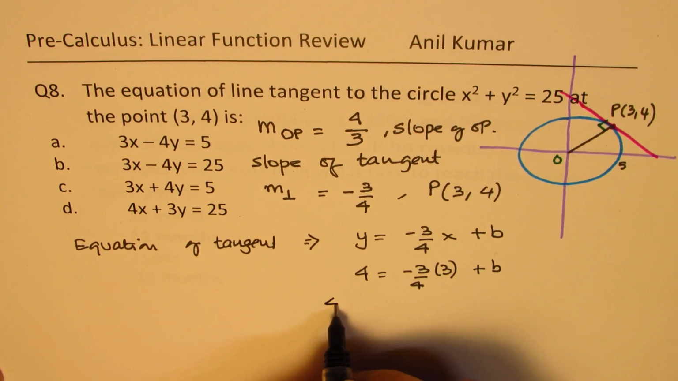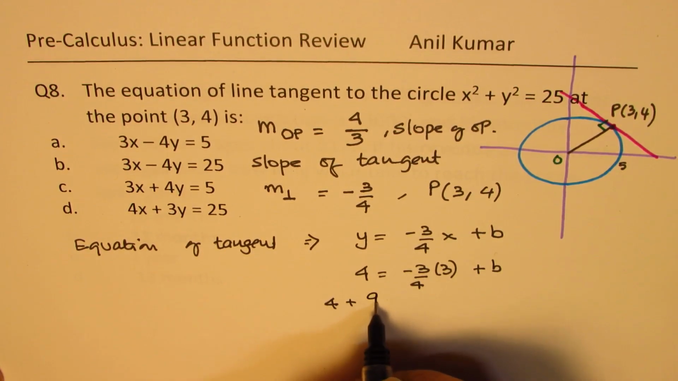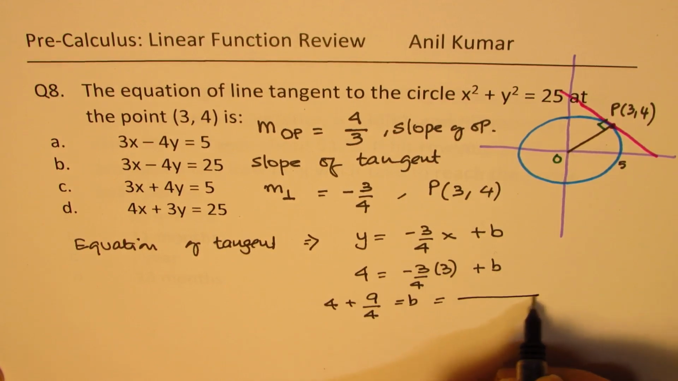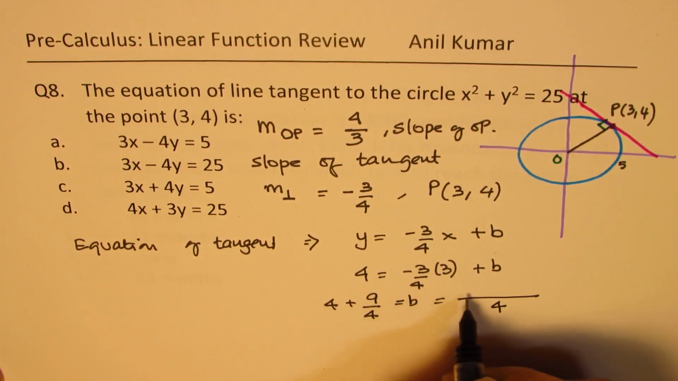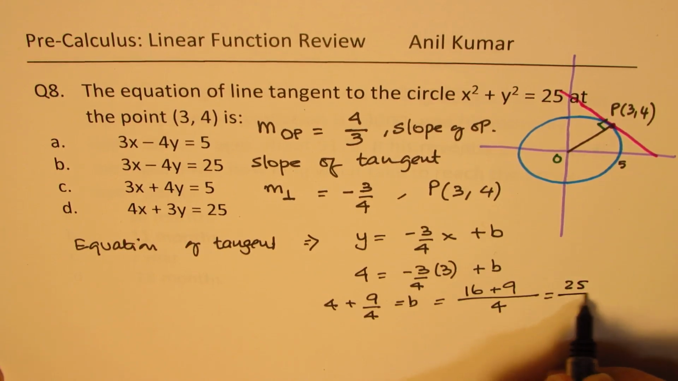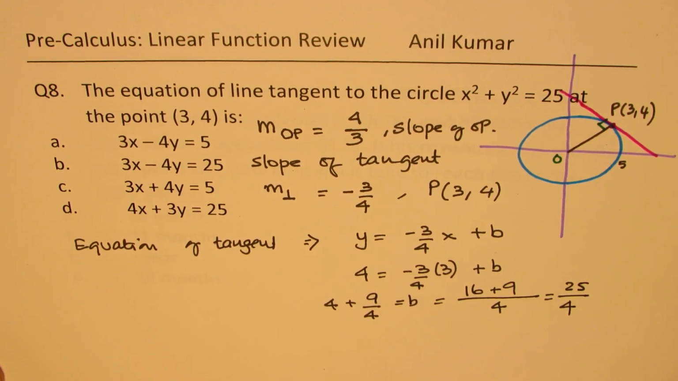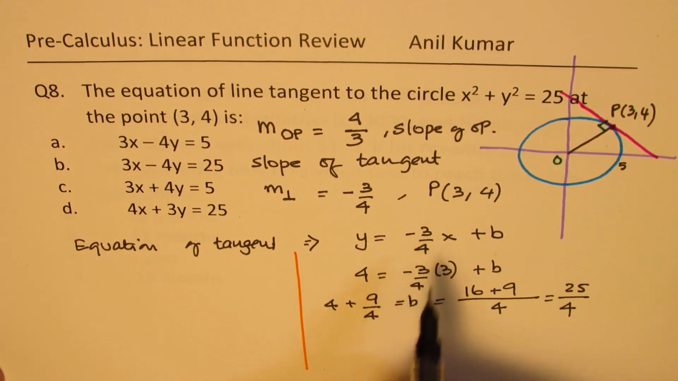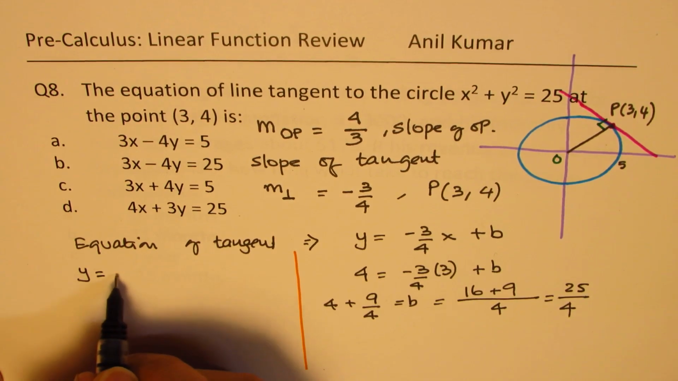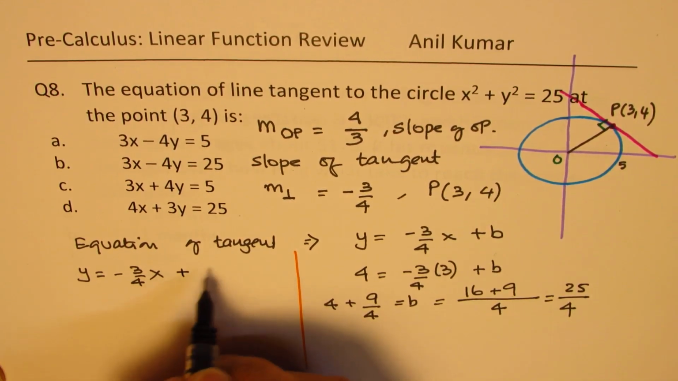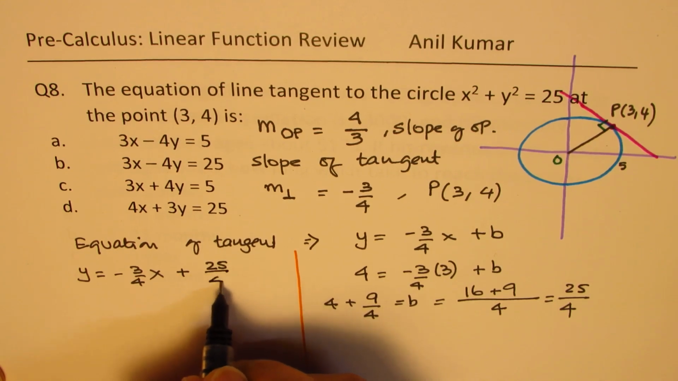Bringing it to the left side, you add 9 over 4 to get the value of b, which is 16 plus 9, or 25 over 4. Correct? So that is the value of b. Now we can substitute this value of b in our equation. So we get y equals minus 3 over 4 x, and b is plus 25 over 4.